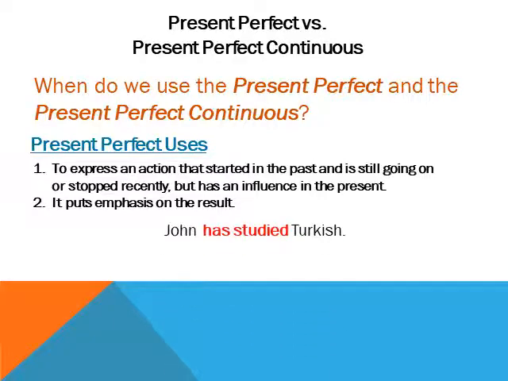For example, John has studied Turkish. So he started in the past, but we don't know exactly when. And what is very important here is that he has studied Turkish, so he already knows Turkish. The children have just eaten lunch, so they started eating in the past, but this has an influence in the present time, so they are not hungry anymore. So this is the result we are talking about.